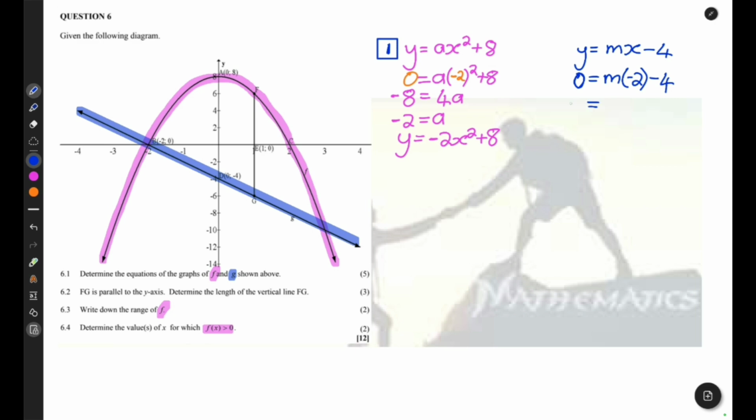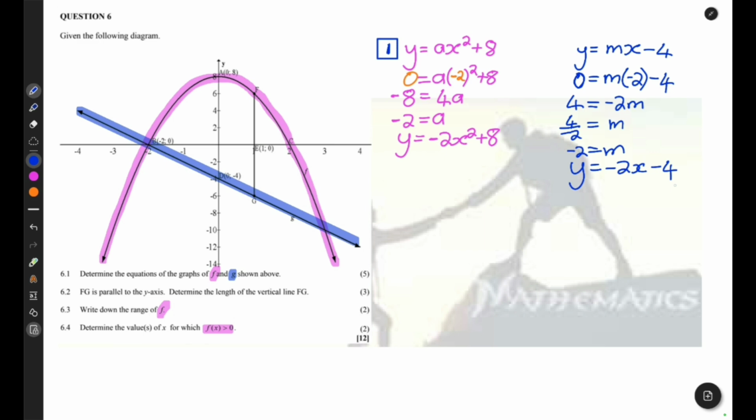So now I can move the 4 over, and it becomes 4 is equal to minus 2m. I divide both sides by minus 2, and therefore m is 4 over minus 2, which is just equal to minus 2. I must rewrite and say y is equal to minus 2x minus 4. Okay, for that I will get 5 marks in the exam.